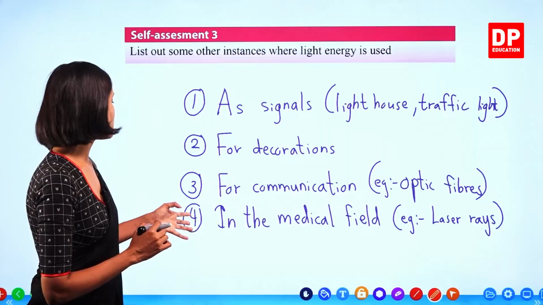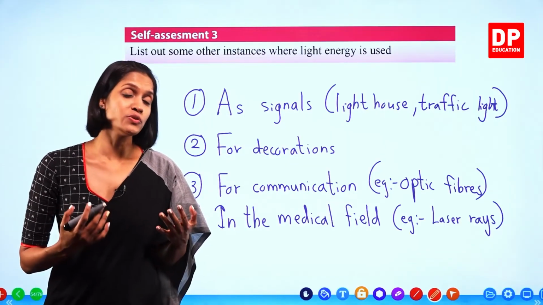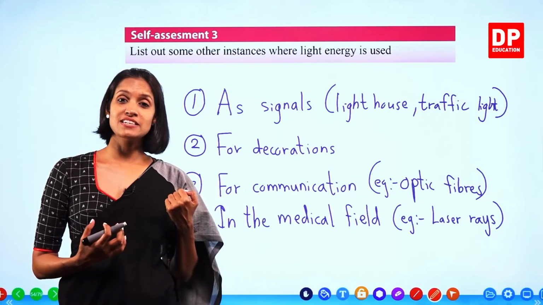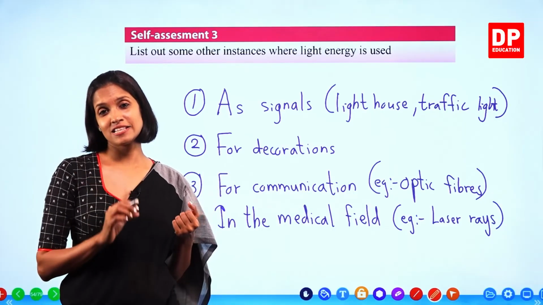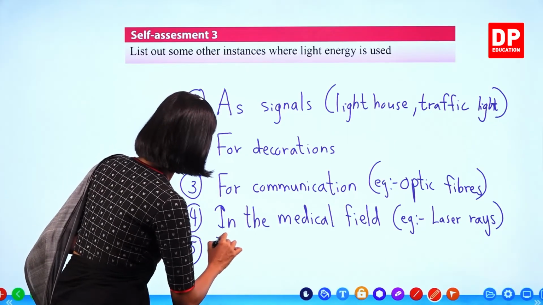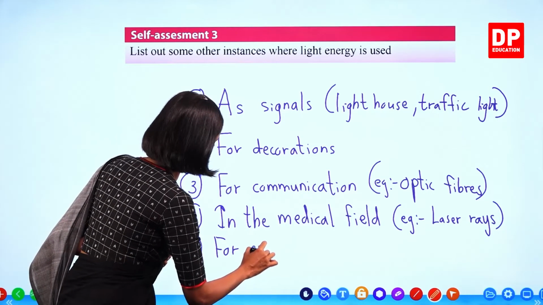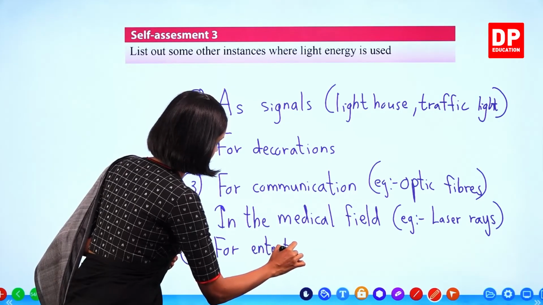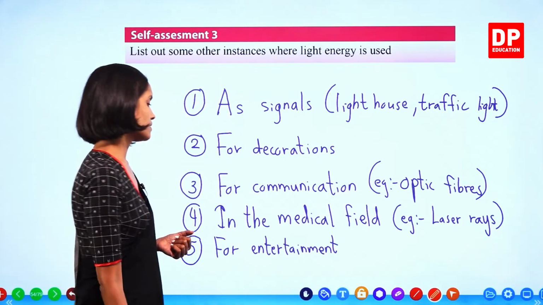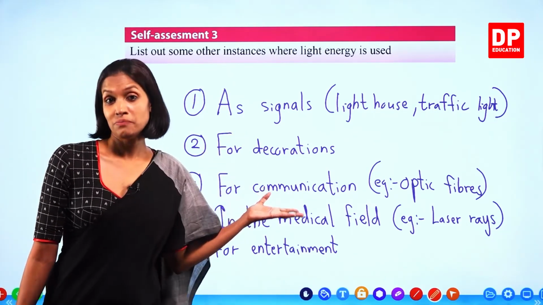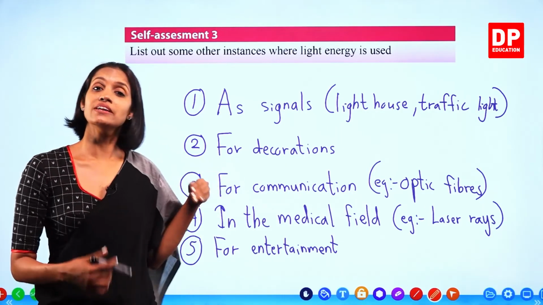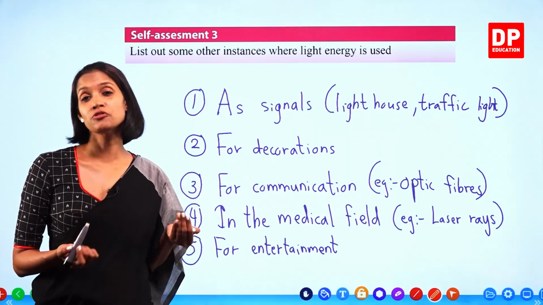Right? We will write one more thing. For entertainment, you all know most of the time some toys, right? Those type of instances also. Most of the toys contain lights, right? So we can write that as well. For entertainment. Right. So you can find many other examples as well, children. Okay, don't stop from here. Find many other examples so that you can improve your knowledge, right?